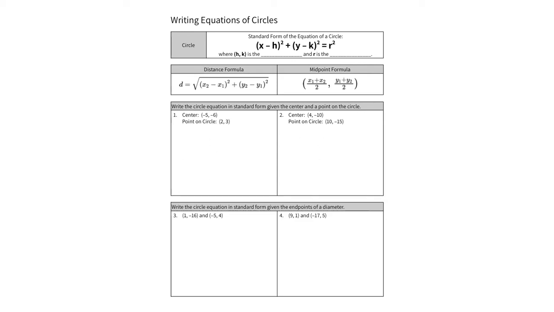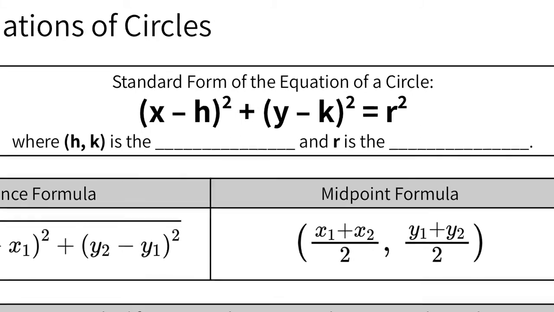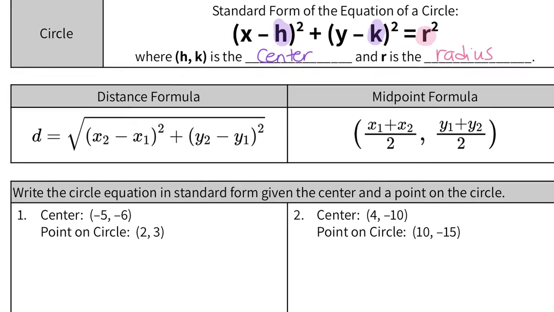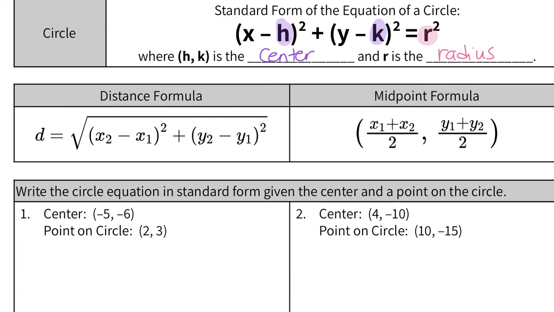Hey guys, today we're going to continue our discussion on circles and we're going to start writing more equations given different information. So just as a reminder, standard form of the equation of a circle is (x minus h) squared plus (y minus k) squared equals r squared, where (h, k), inside the parentheses, represents the center of the circle, and r squared, so just the r, represents the radius. I included two more formulas here, the distance formula and the midpoint formula, because we are going to use those today.